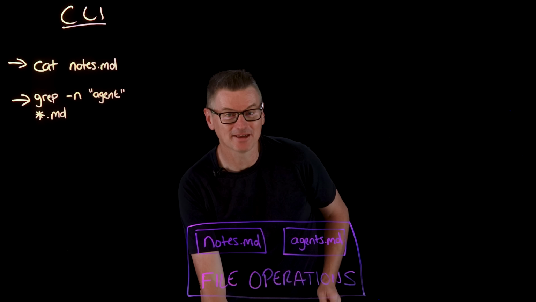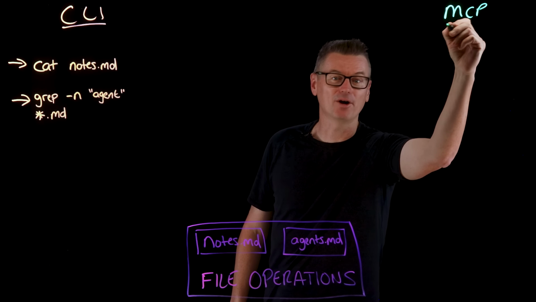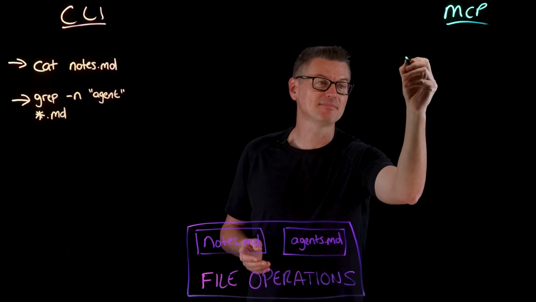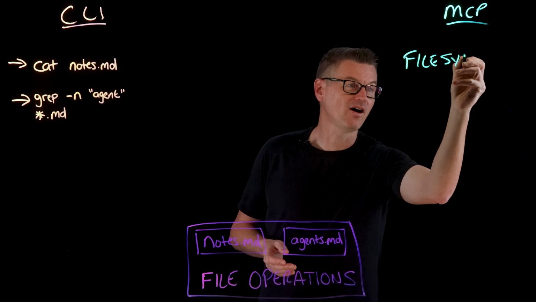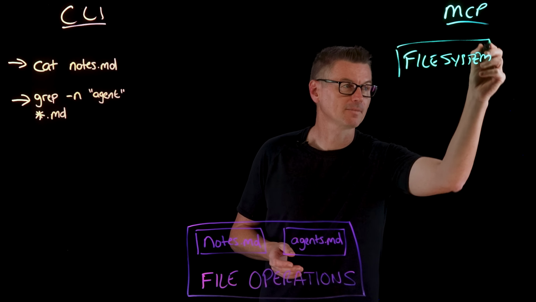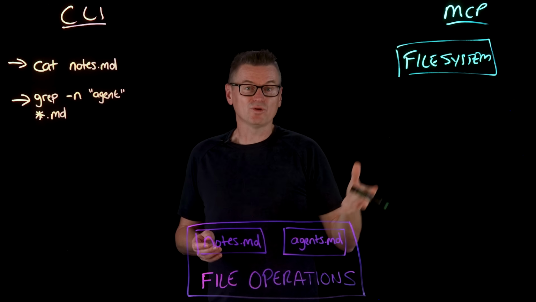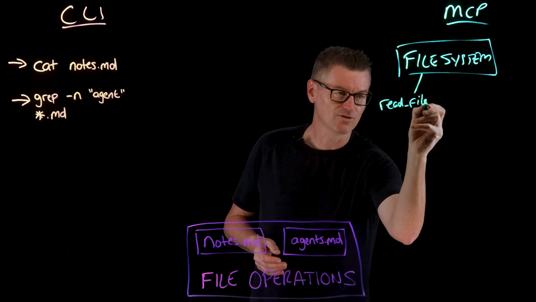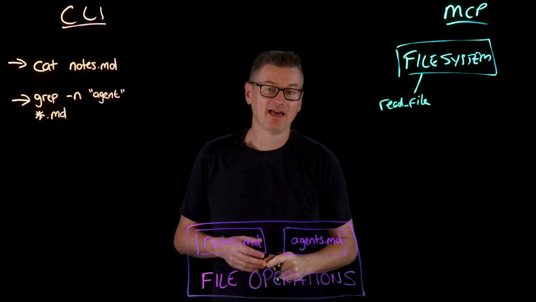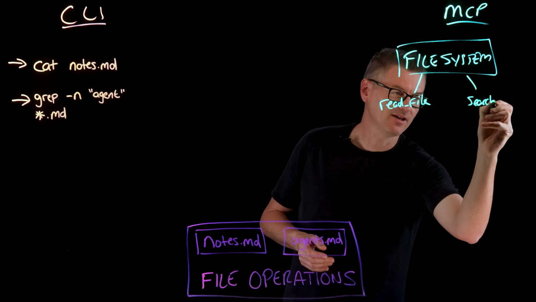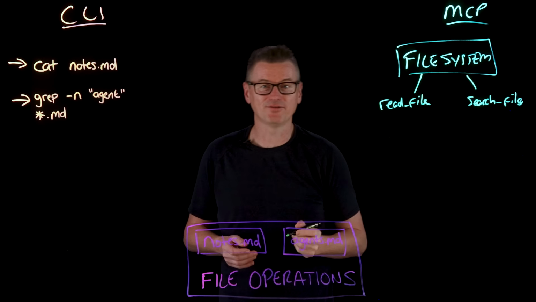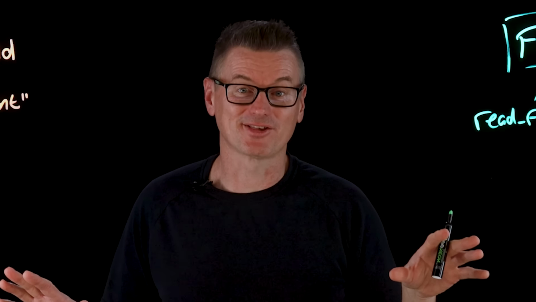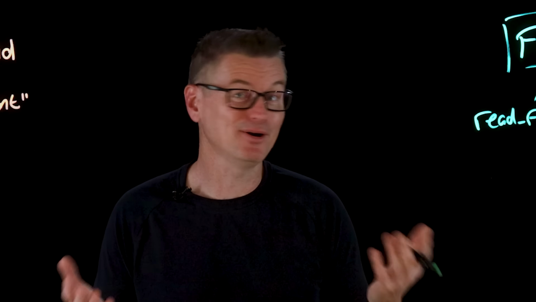Now, when the agent adopted the MCP approach, it ended up using two tool calls from a particular MCP server called the file system server. Those two tools were read file, for reading from notes.md, and then search files, where we provided the string of the word that we wanted to search, which happened to be the word agent. Both approaches completed the task successfully, and they both returned the same information.